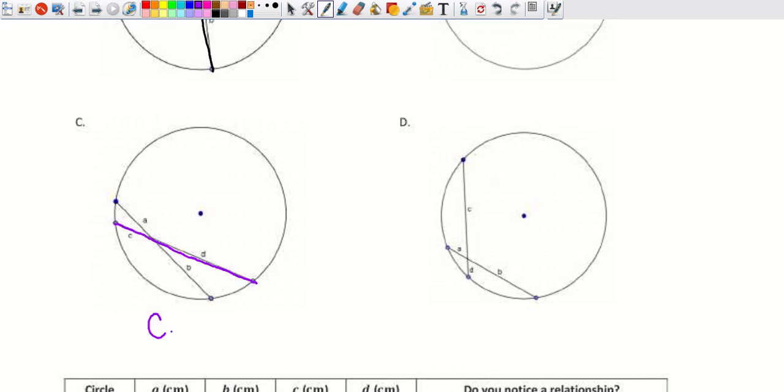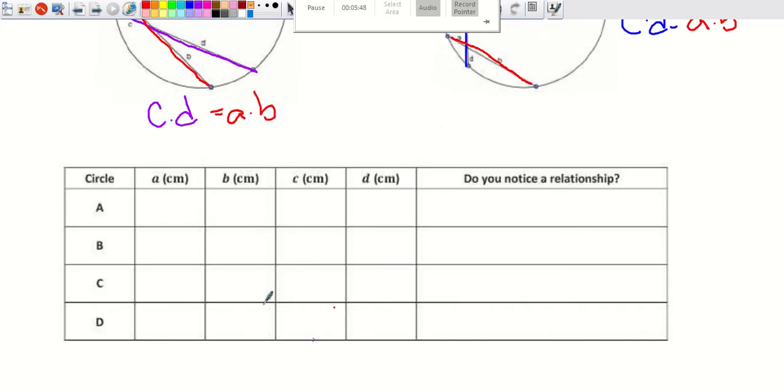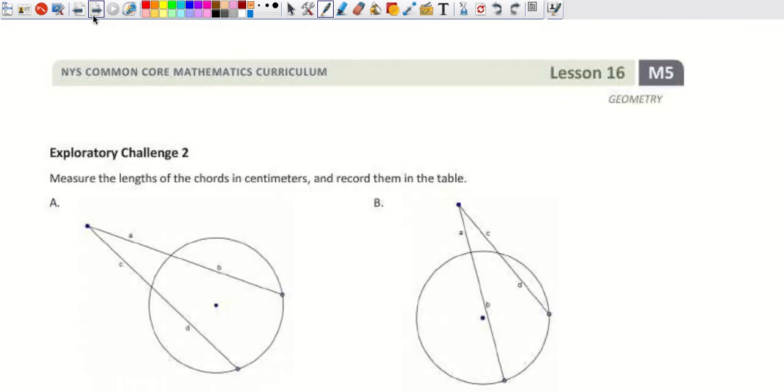So we have C times D is equal to A times B in that chord. And likewise, in this setup, this chord is intersecting, and we get C times D is equal to that chord intersecting, and the two parts are A times B. Okay, we're not going to fill in the chart here, so no need to worry. We're just going through and talking about those relationships.